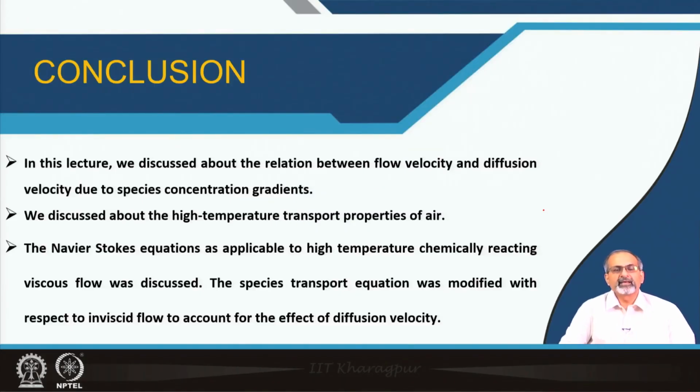Let us conclude by saying that in this lecture we discussed the relation between flow velocity and diffusion velocity due to species concentration gradients. We discussed the high temperature transport properties of air. The Navier-Stokes equations are applicable to high temperature chemically reacting viscous flow and their form was discussed. The species transport equation was modified with respect to inviscid flow to account for the effect of diffusion velocity.